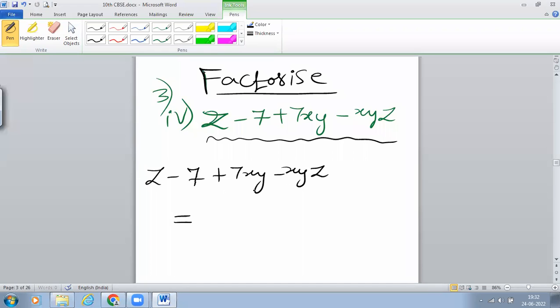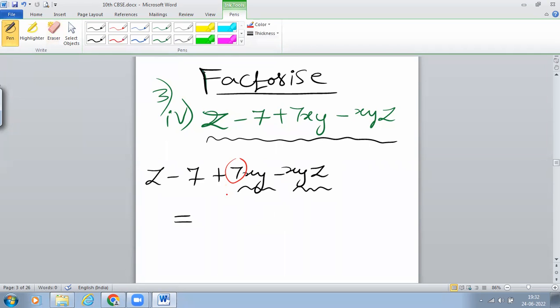Now see here. In this z minus 7, we can write this z minus 7 as it is. Now I'm going to put a plus. See here, in these two terms, which is the common factor? I'm going to circle the common factor here in these two terms. Here a 7 is there. Sorry, wait a minute. This is wrong.